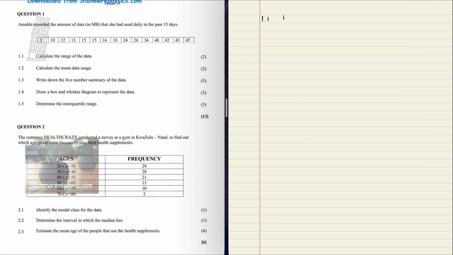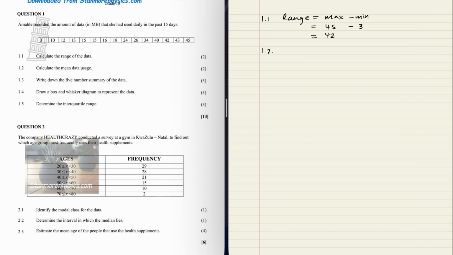So to calculate the range, that's going to equal the difference between the maximum value and the minimum value. So the maximum value is 45. The minimum is 3, and so the range is 42.